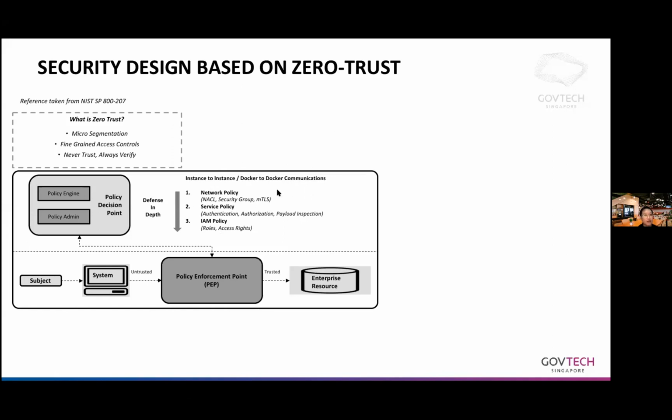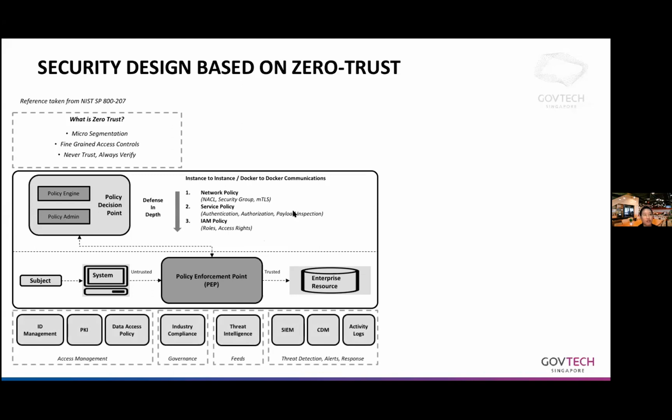And next, for the system policy layer, the request has to go through authentication, authorization, and payload inspection to mitigate against malformed-payload-related attacks. And if this request is going to communicate with a cloud resource, that's where IAM policy comes into the picture. It will validate the roles and the access rights you have before the action can be executed.